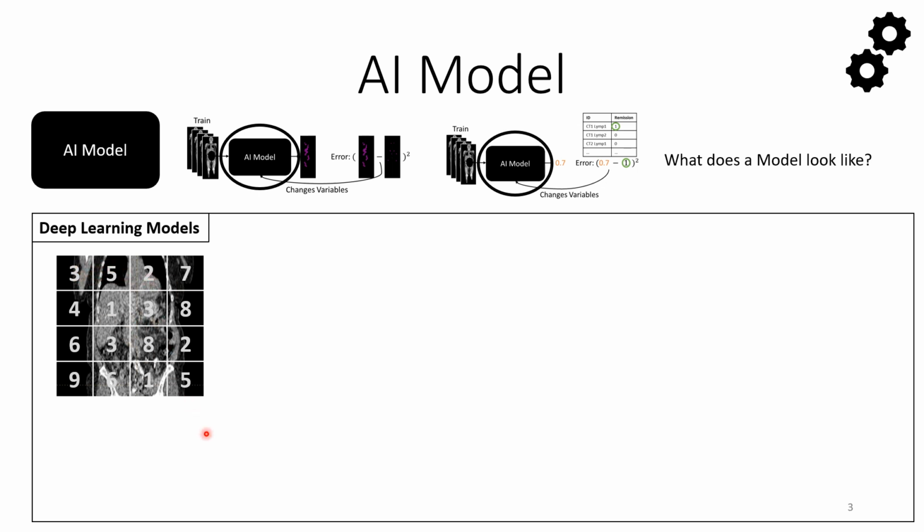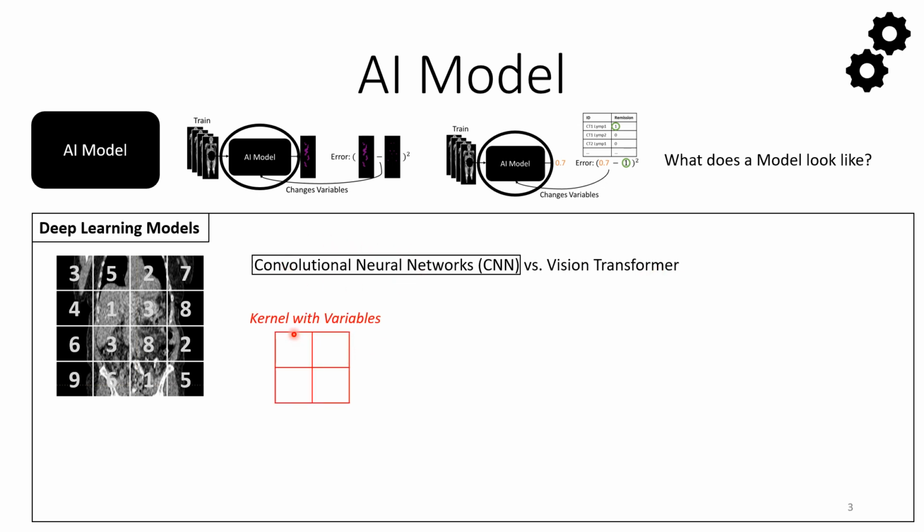Now we already know that we have two kinds of models. We have the convolutional neural networks and vision transformers. Let's start with the convolutional neural networks. A convolutional neural network has a kernel. The kernel consists of variables. This is a variable, this is a variable, this is a variable, and this is a variable. In the beginning, you just randomly give some numbers to the variables. For example, we randomly give a 2, a 6, a 1, and a 3. So this is our starting kernel. This kernel can have different sizes. Here it's a 2 times 2 kernel, but it can also be 3 times 3 or 4 times 4.